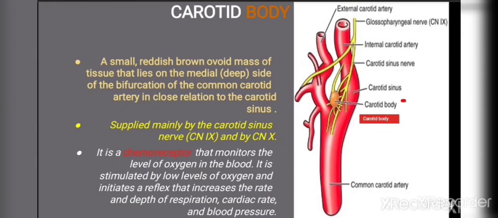Here we can highlight it, the carotid body, and this is a small reddish brown ovoid mass of tissue that lies on the medial side of the bifurcation of the common carotid artery, in close relation to the carotid sinus. This is also supplied by the 9th cranial nerve and the 10th cranial nerve. This is a chemoreceptor that monitors the level of oxygen in the blood. It is stimulated by low levels of oxygen and initiates a reflex that increases the heart rate, depth of respiration, cardiac rate, and the blood pressure.